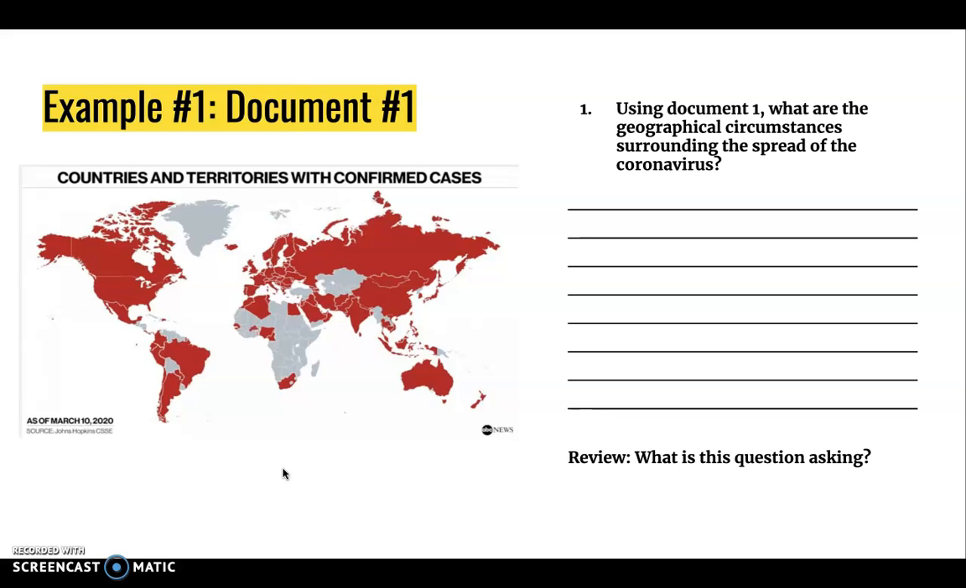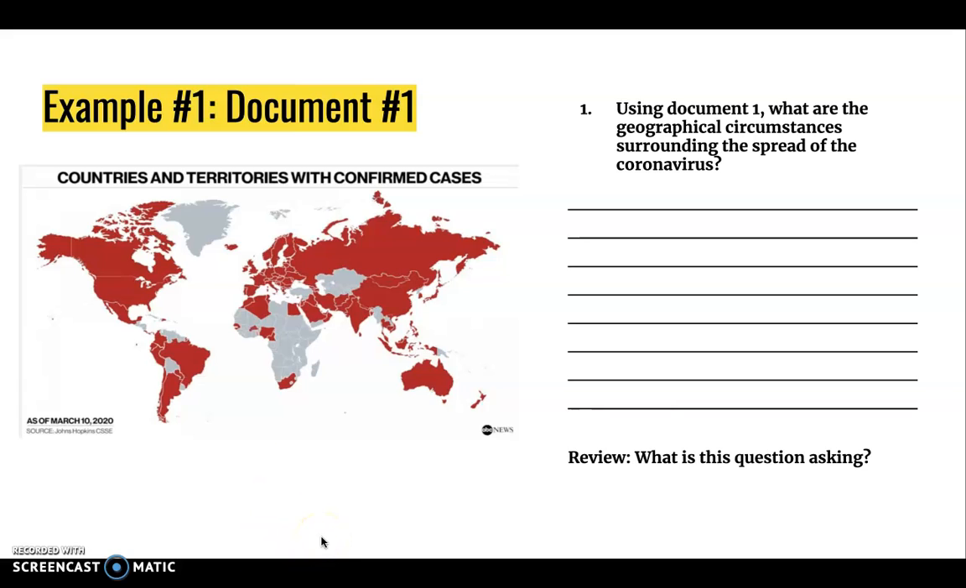Let's review. What is this question asking us, right? We did this a few days ago, so you may have forgotten already. I hope not. What is this question asking? What does geographical circumstances mean? It means, why is it happening here? Now, if we look at this map, it's pretty much happening all around the world. So what led to the spread of the coronavirus? That's what it's asking. So you can say the geographical circumstances surrounding the spread of the coronavirus is that our world is interconnected, people have traveled, spreading the virus, any of those types of answers we would take, okay?